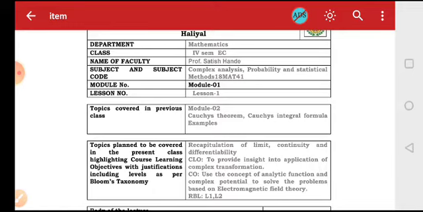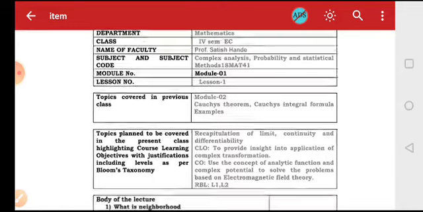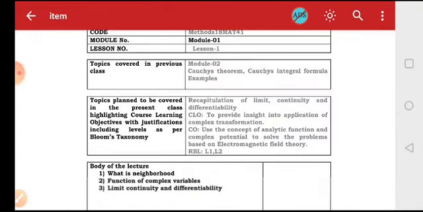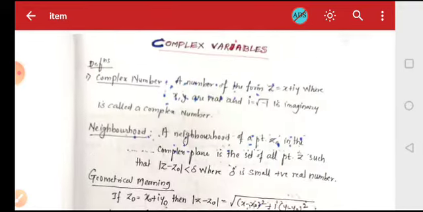The course learning outcomes are to provide insight into the application of complex transformation or complex functions, and to use the concept of analytic function and complex potential to solve problems based on electromagnetic theory. The body of the lecture covers what is meant by a neighborhood, what a function of a complex variable is, and what limit, continuity, and differentiability are.